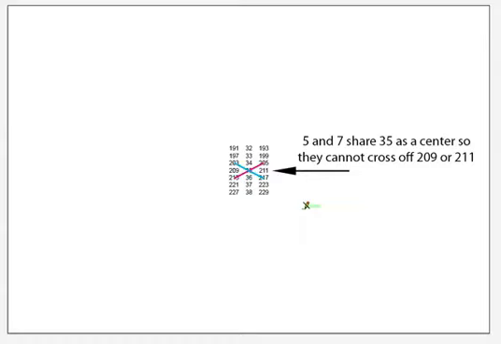So what we're establishing here is a couple important points. First, multiplying possible primes together will give you this common center for their cross lines. Second, cross lines that do share a common center are unable to cross the adjacent possible primes off the list. So these two, because their center is at 35, cannot cross off 209 and 211. These will be important in 1 minute.